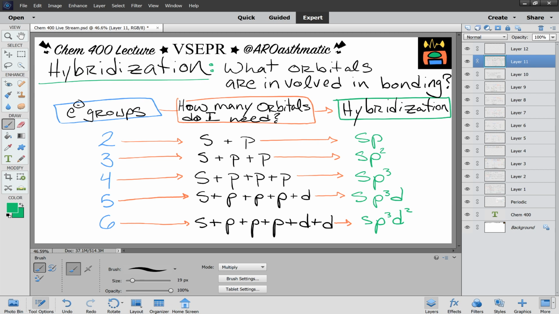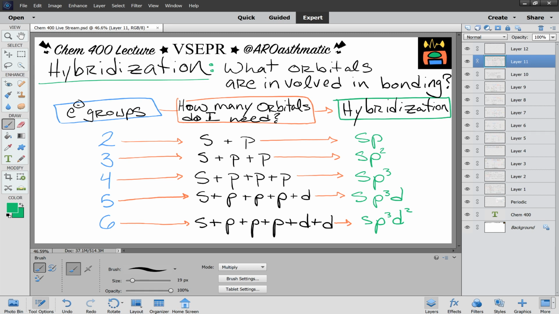This is, in a nutshell, everything you need to solve the hybridization situation on exercise 5. Exercise 5 asks you to draw the Lewis structure, determine the electron groups, and label the geometry, bond angles, and hybridization. So hybridization comes directly from electron groups. 2 electron groups is sp hybridization. 3 electron groups, sp2. 4 is sp3. 5 is sp3d. And 6 is sp3d2.